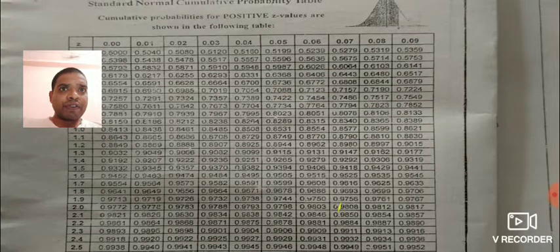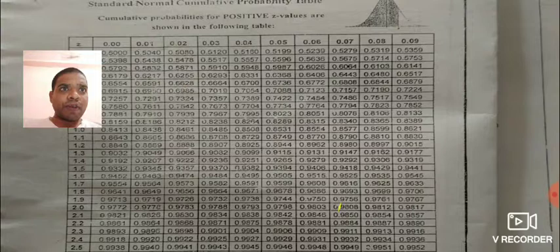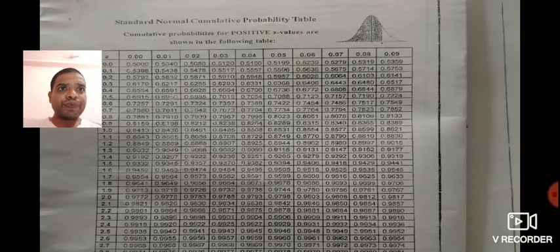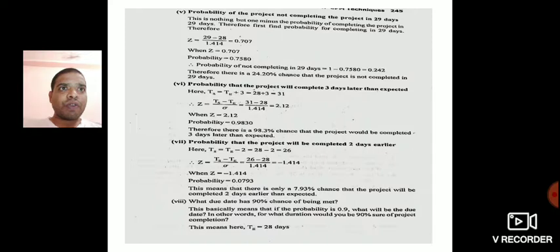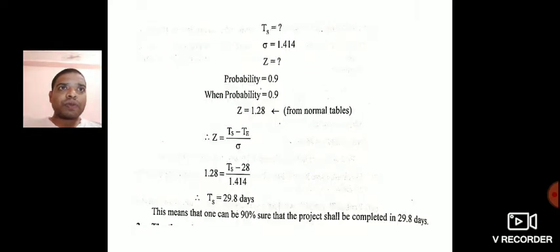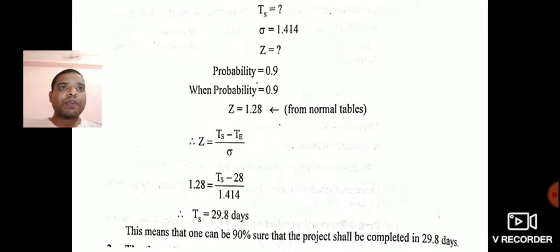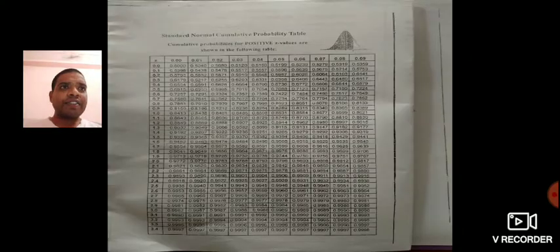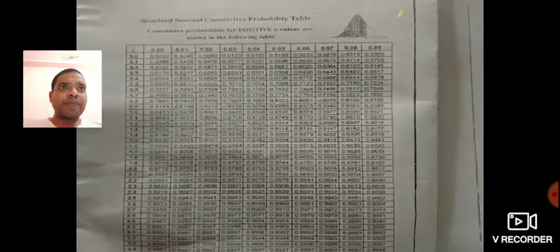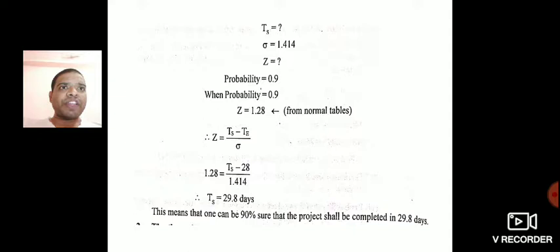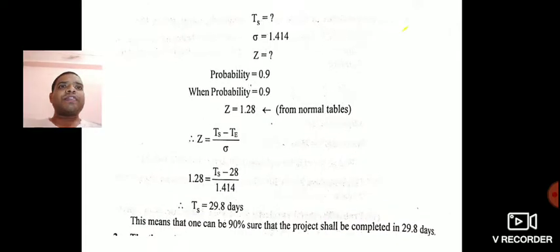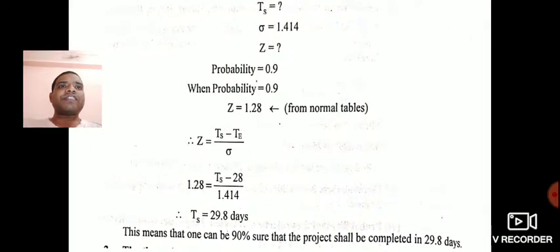For which z value, I think it is 1.2, that occurs at the 0.08 column. Okay, so 1.28 we have taken. z equals Ts minus Te divided by the standard deviation. Now, with all the values, we find Ts, it is 29.8 days.